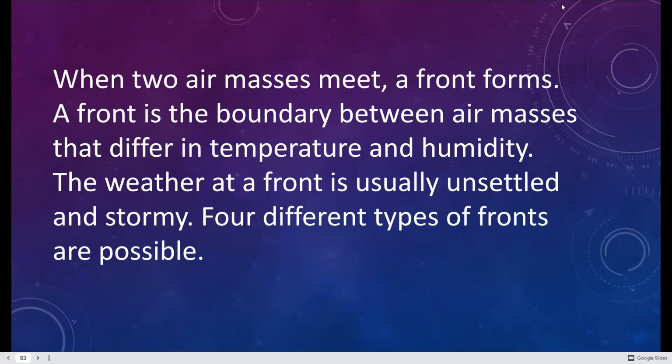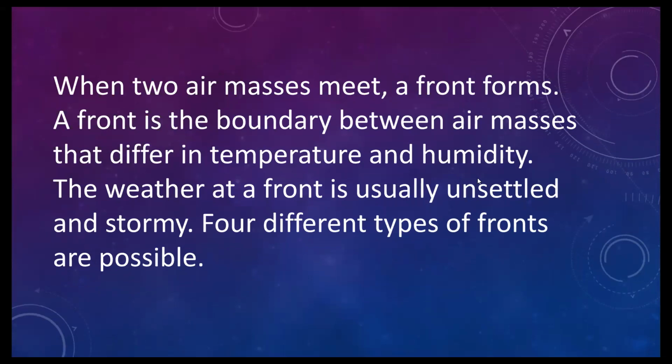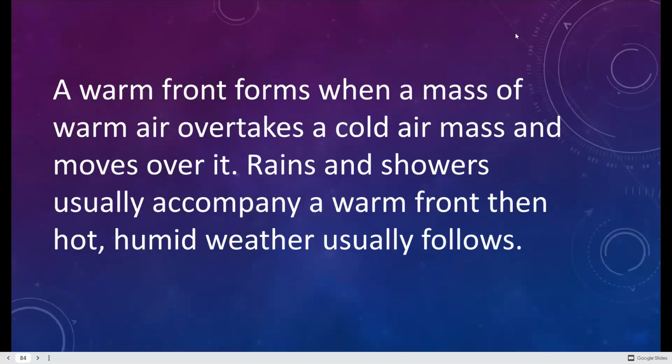When two air masses meet, a front forms. A front is the boundary between air masses that differ in temperature and humidity. Weather at a front is usually unsettled and stormy. Four different types of fronts are possible. These are the four different types.